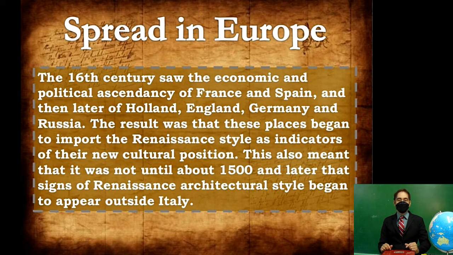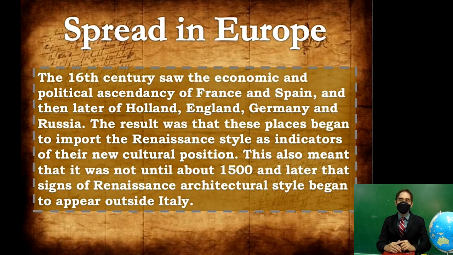16th century AD. The Renaissance architectural style was spread in Europe. The 16th century saw the economic and political ascendancy of France and Spain, and then later of Holland, England, Germany, and Russia. The result was that these places began to import Renaissance style as indicators of their new cultural position.